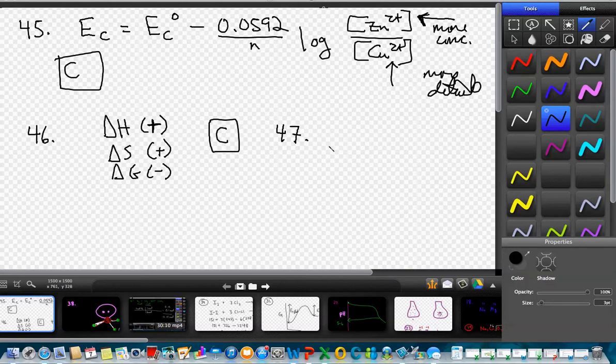47, if you have the equilibrium constant for the forward reaction, the reverse reaction will be the reciprocal. So we're told that K for the forward is 2 times 10 to the 5th. So basically we just want to take the inverse of the entire equation. We can do that on our calculator and find it's 5 times 10 to the minus 6, which corresponds to answer B.